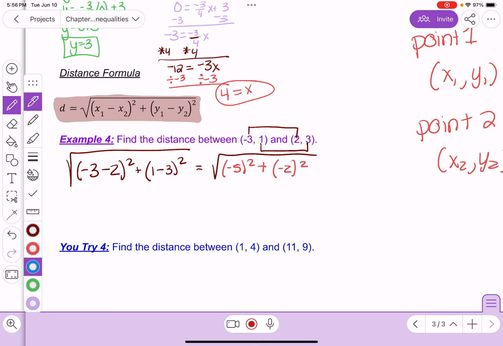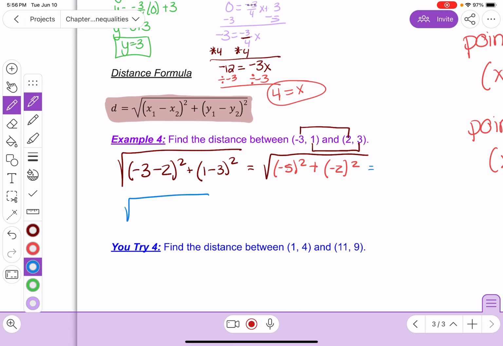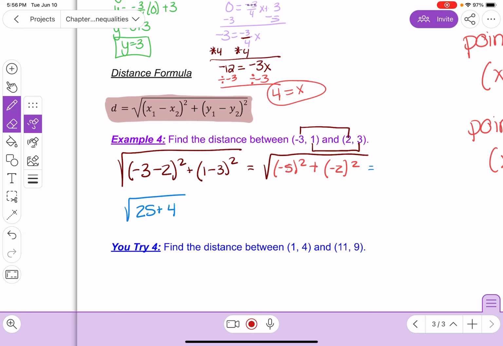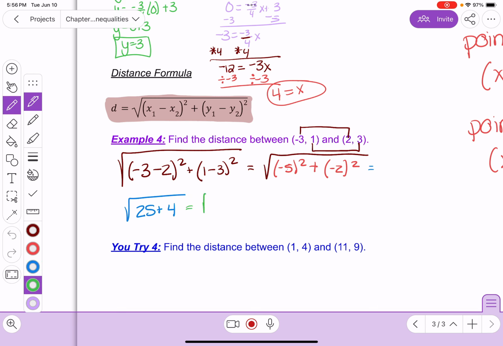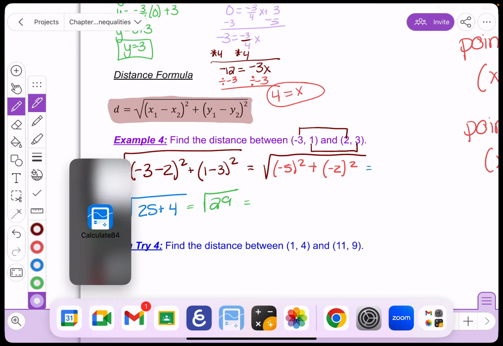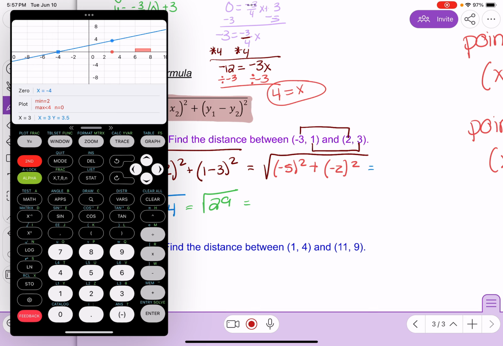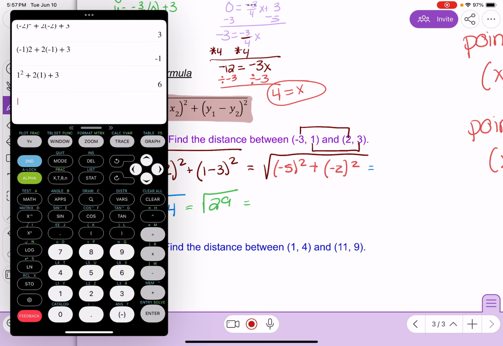Okay. So now, negative 5 times negative 5 is 25. And 2 times 2 is 4. And then 25 plus 4 is 29. And now I'm just going to take the square root of 29. Square root of 29, I get 5.39. So that is the distance.